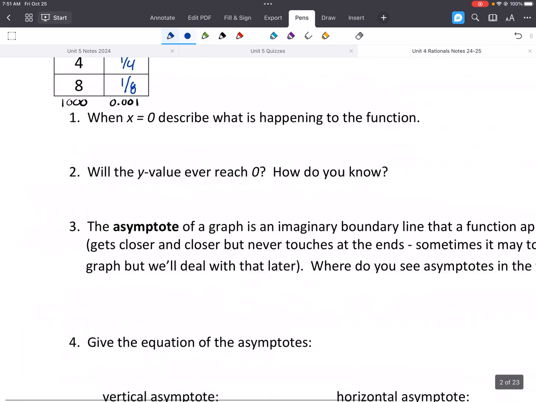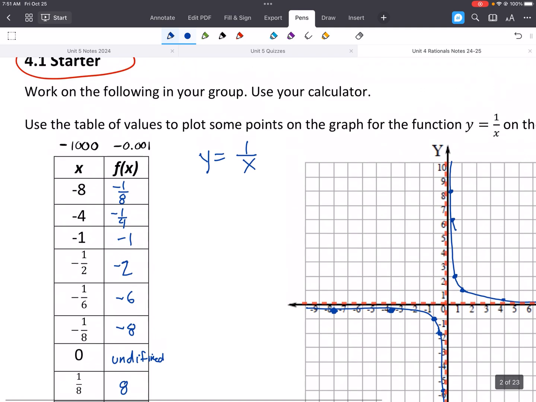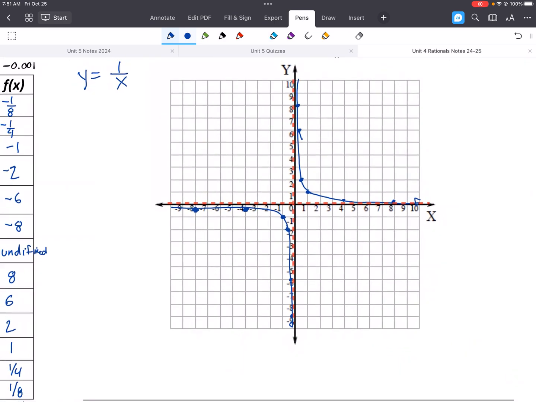Okay, so if we come back to here, this was our starter, and we filled in our table. How we came up with that is we took that x value and we just substituted that in, and that ended up giving us our y value, our output, okay? And we plotted that. We did that multiple times, so we could get an idea of what's happening in this graph. What do these functions look like?